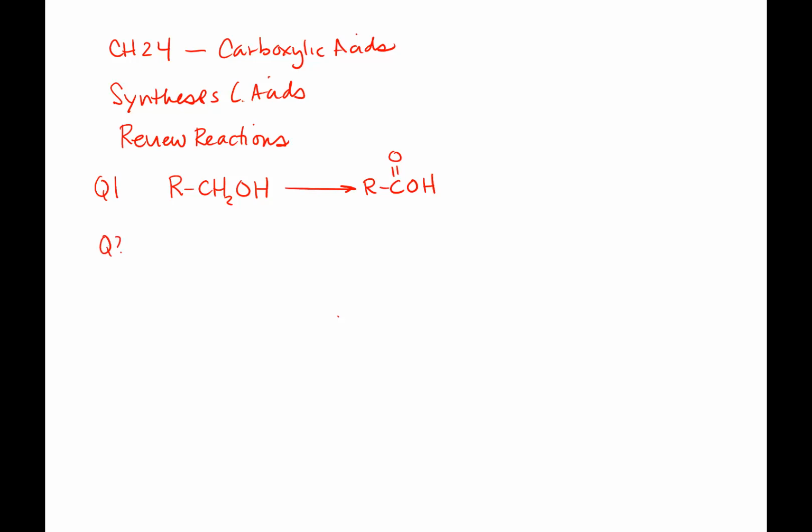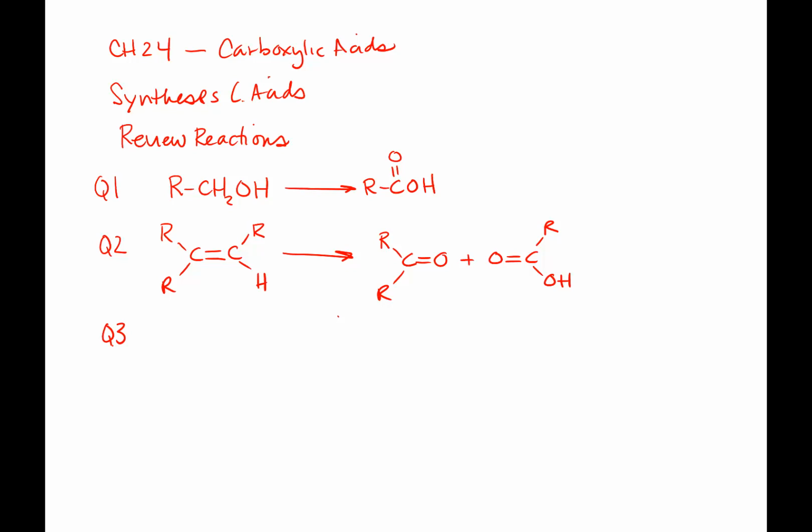Question number 2. If I had a double bond, how could I convert that double bond? How could I cleave that double bond into a ketone on one side and, on the other side, a carboxylic acid? What reagent would I use for that? And there may be more than one there as well. Just give me one.